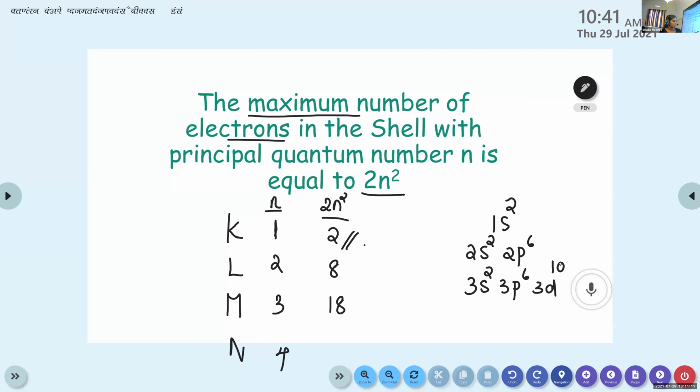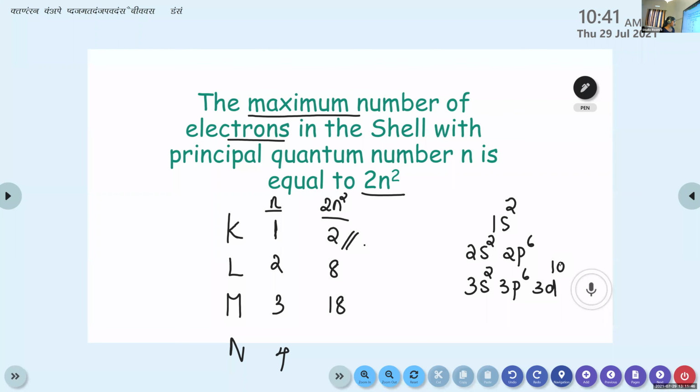And here in the S subshell, there is only one orbital. Maximum number of electrons in the S orbital is 2. In P, there are 3 orbitals, and in each orbital the maximum number of electrons is 2, so 3 into 2, 6. And do you remember how many orbitals are there in the D subshell, children? Five. Yes, 5. And in each orbital, there are 2 electrons, so 5 into 2, 10.